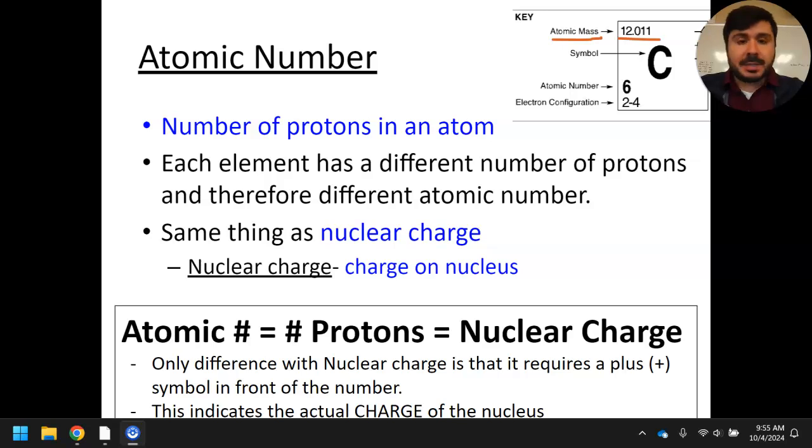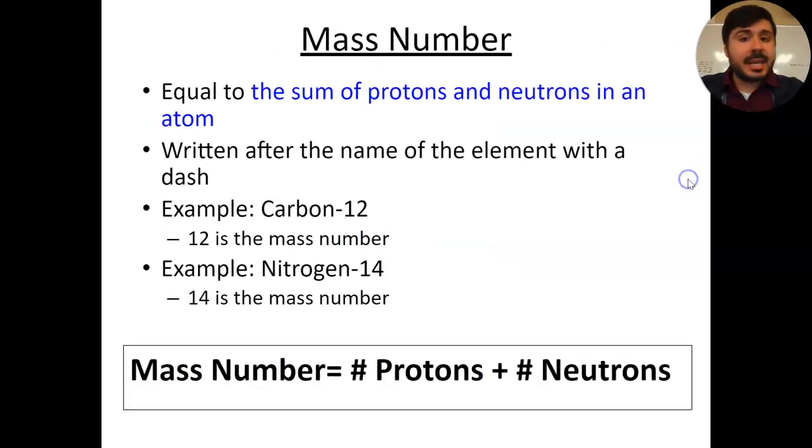Now, atomic mass is very different than mass number. Atomic mass, mass number. They sound very similar, right? They both have the word mass in it. But mass number and atomic mass are very different things. So I am currently speaking to just mass number for right now. Mass number in specific is equal to the sum of protons and neutrons in an atom.